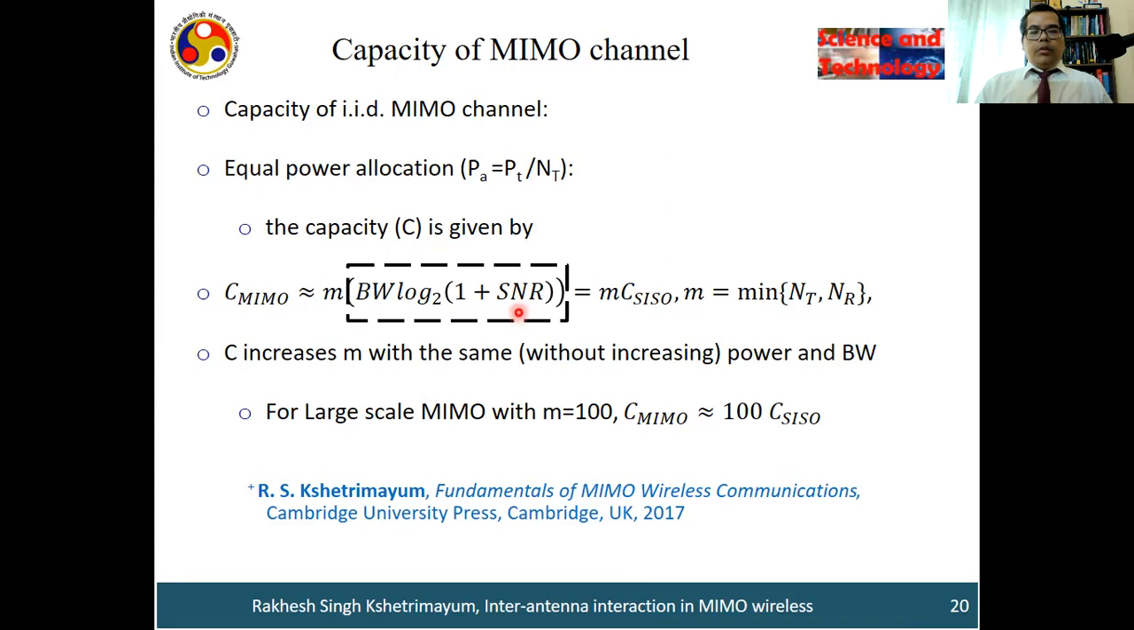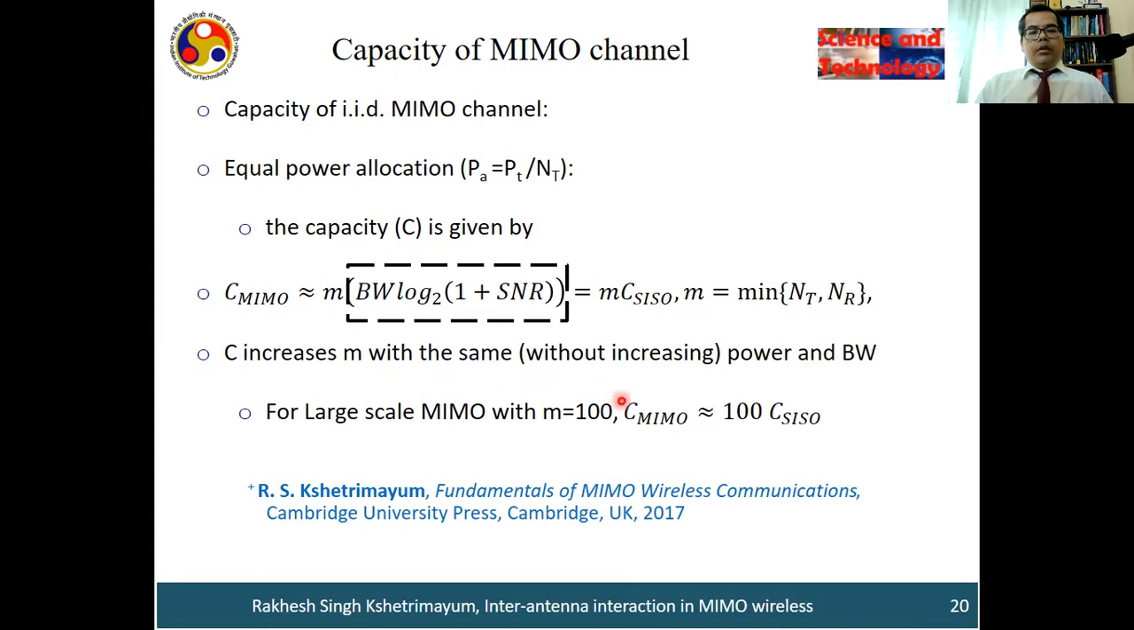But for the MIMO system, you may be surprised. You don't increase the SNR, you don't increase the bandwidth. This is always fixed. You don't increase the signal power, you don't increase the bandwidth, but then you have capacity which is M times that of the SISO system. What is this M here? M is the minimum of either NT or NR. NT is the number of transmitting antennas and NR the number of receiving antennas. Minimum of that. We'll take some case study in the next slide and understand what is M.